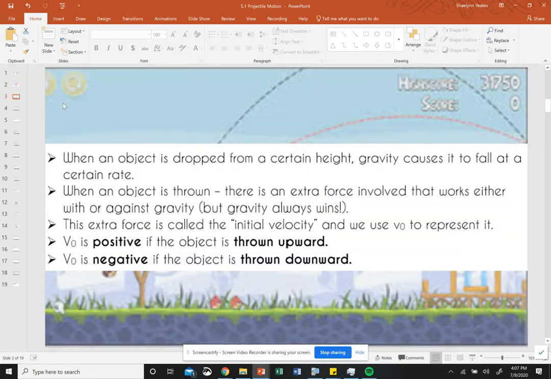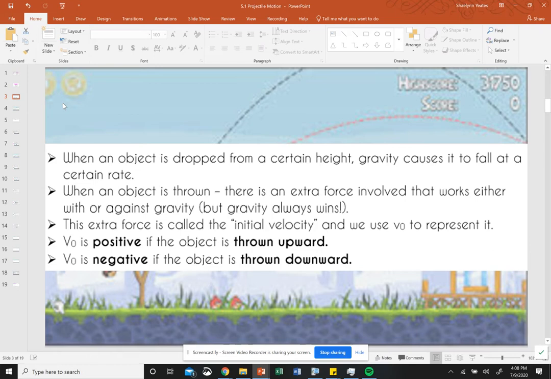Okay, so when an object is dropped from a certain height, gravity causes it to fall at a certain rate. It's magical. It's like gravity follows a function or something. It does. It really does. So when an object is thrown, there's an extra force involved that works either with or against gravity, but gravity always wins. Over time, gravity wins.